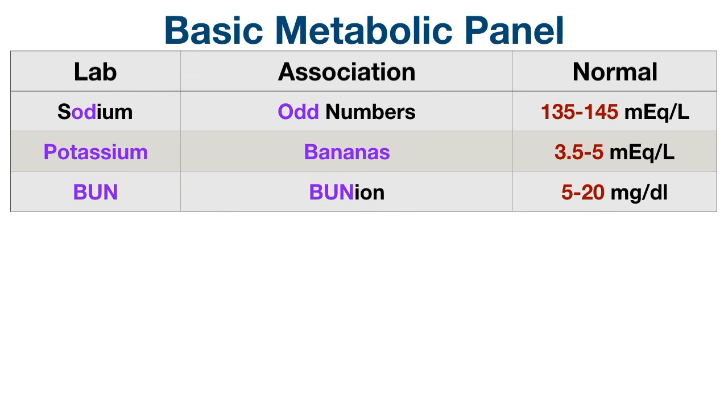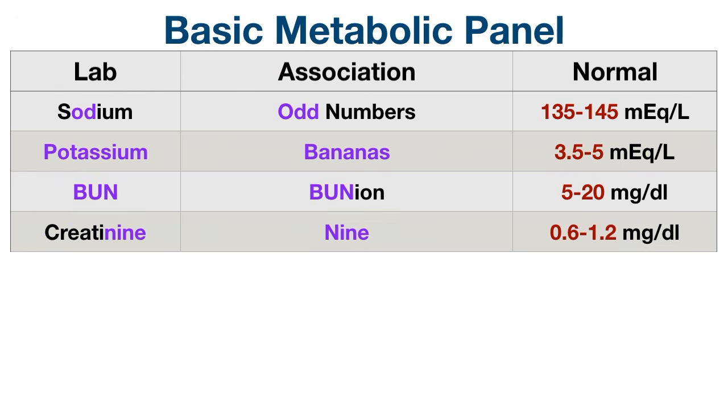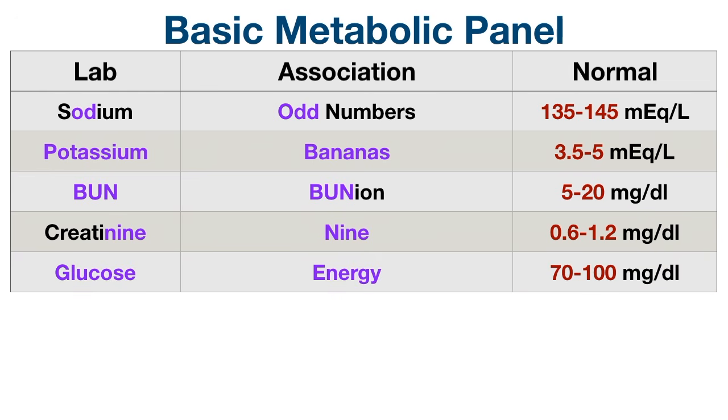For BUN, remember bunion. There are 5 digits per limb with a total of 20 digits to help you remember 5 to 20. For creatinine, use the 9 to remember 0.9, which is right in the middle of the normal range of 0.6 to 1.2. For glucose, remember energy, and that our energy decreases when we're 70 to 100 years old. This will help you remember 70 to 100.